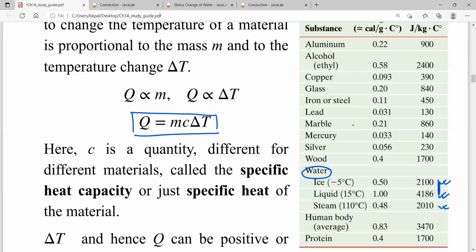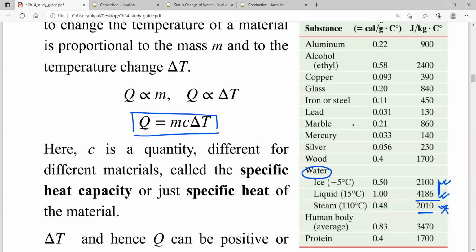Normally these two you will be using in numerical problems. For ice, use the specific heat capacity for ice. For liquid water, use 4186. I don't think we are going to use steam, but if you use steam in some problem, make sure to use this number, not 4186. Many students make the mistake of using 4186 for everything, but 4186 is only for liquid water.